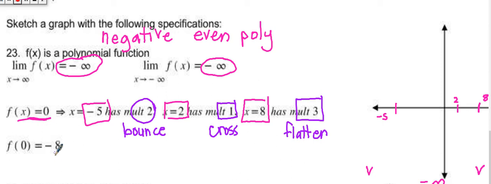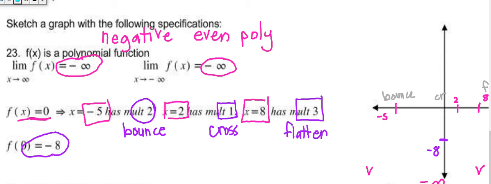And we're also told that we have a y-intercept: when x is 0, y is -8. So we can put that on here as well. These are your characteristics for your graph. So it's going to bounce here. It's going to cross at 2, and it's going to flatten at 8.